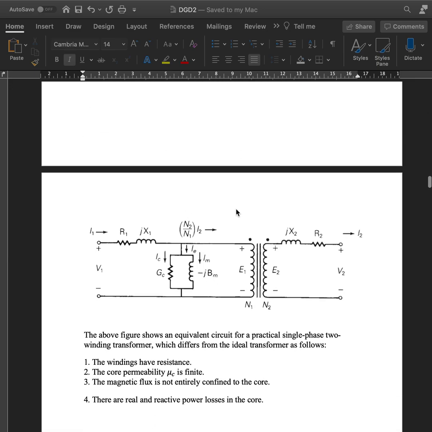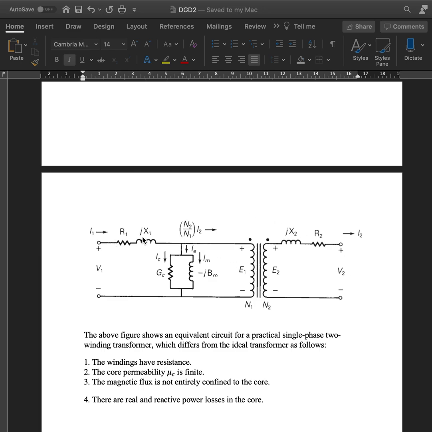of the transformer. However, when we have a real transformer, the windings have resistance which has to be displayed, and the core permeability μC, which we used before, is finite, and the magnetic flux is not entirely confined in the core. That means some magnetic flux leaks in the transformer, and there are real and reactive power losses in the transformer. Hence, the power that comes in is not going to be the same as the power that goes out because of this.